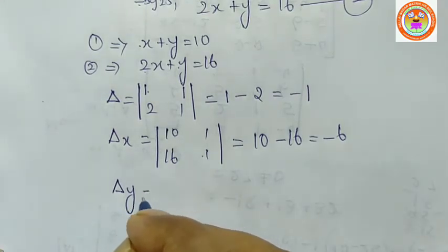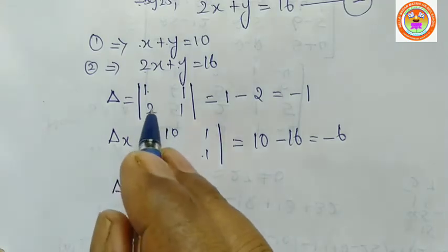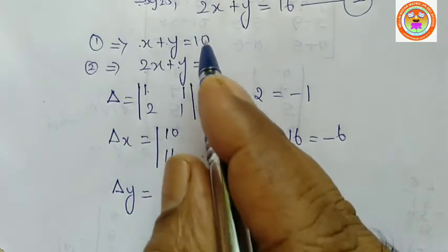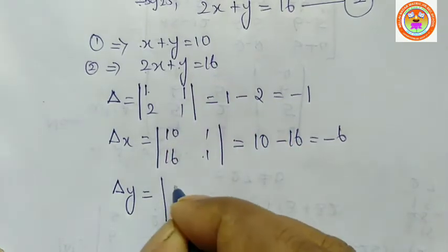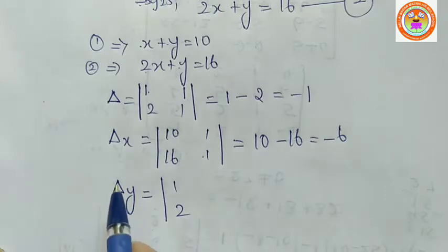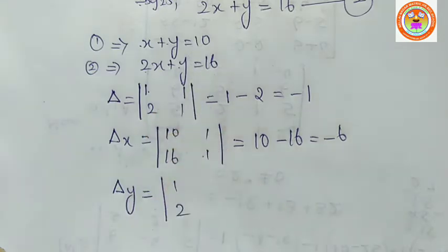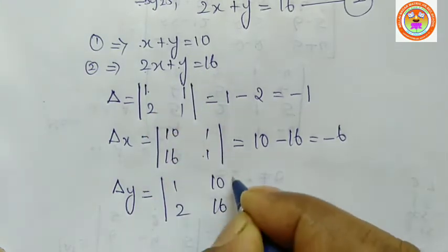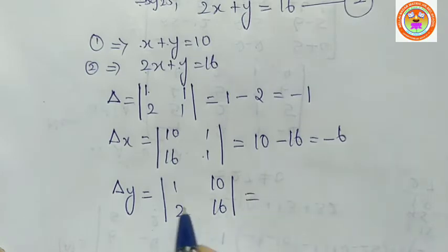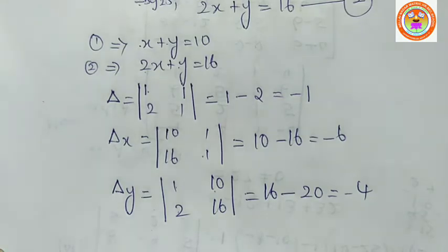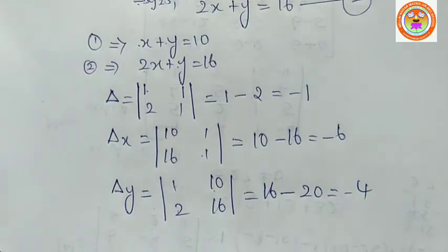In a similar way, we can find delta y. Delta y is obtained from delta by replacing the second column by the constant terms. That means 1, 2 with 10, 16. When we expand, what will we get? 16 times 1 minus 2 times 10, 20. That means minus 4. Now we can easily find the values of x and y.